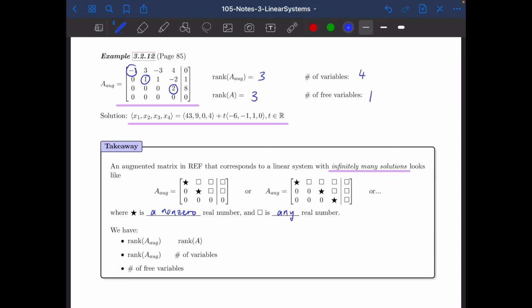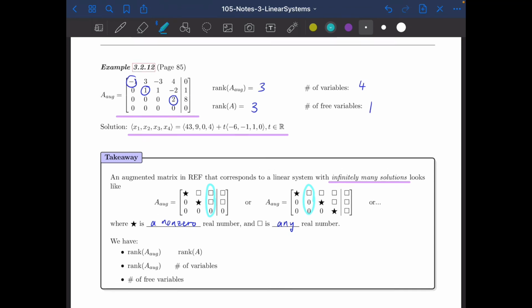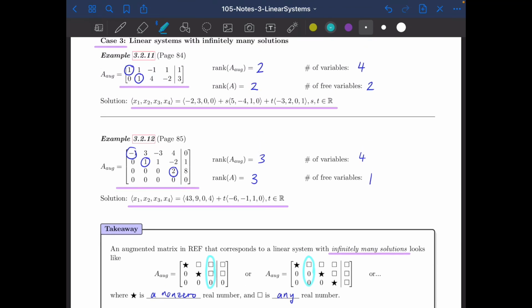Now, what do these augmented matrices have in common? What they have in common is that at least one of the columns to the left of the column of constant terms does not have a leading entry. And we saw that in the 2 previous examples. In example 3.2.11, 2 columns do not have a leading entry. And in example 3.2.12, 1 column does not have a leading entry.